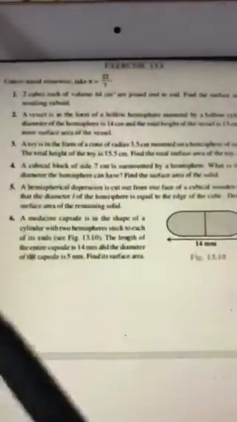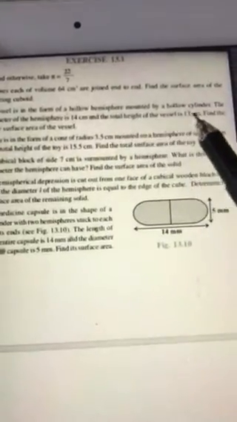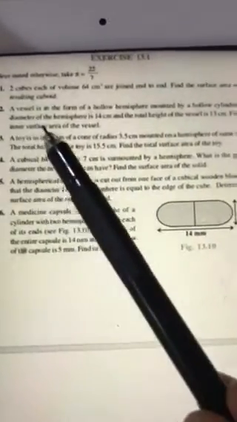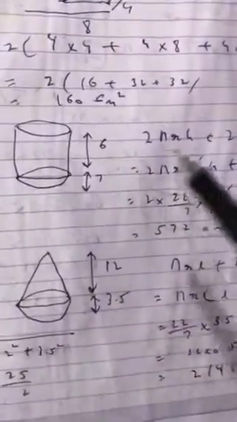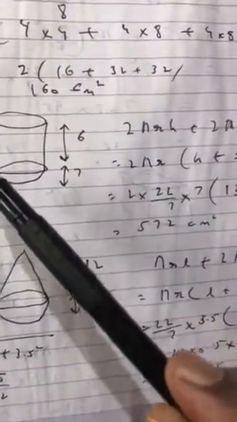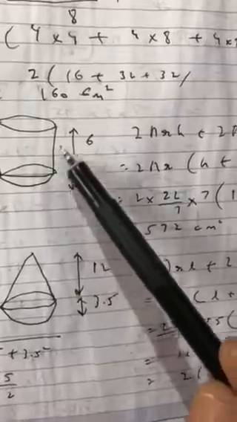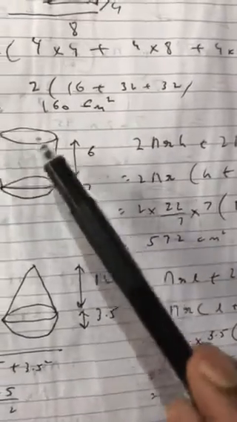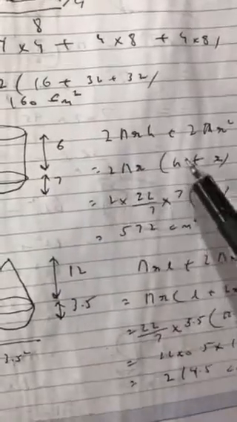Now let's have a look at the second question. A vessel is in the form of a hollow hemisphere mounted by a hollow cylinder. The diameter of the hemisphere is 14 and the total height of the vessel is 13. Find the inner surface area of the vessel. The diagram will look like this. The diameter is 14, so the radius will be 7, and the height of the cylinder is 6. For the cylinder it will be 2 pi r h, for the hemisphere it will be 2 pi r square. This is the total.